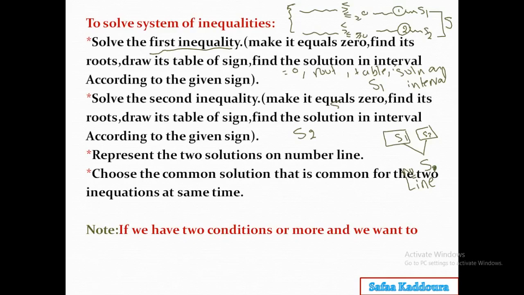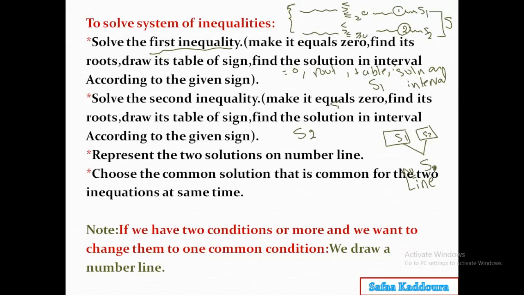So first we will solve the first inequality, we will get solution 1. We will solve the second inequality, we will get solution 2. We will represent solution 1 and solution 2 on number line, and we will choose the common region or solution between the two solutions. And I wrote for you the note. If we have two conditions or more and we want to change them to one common condition, then we will draw a number line.